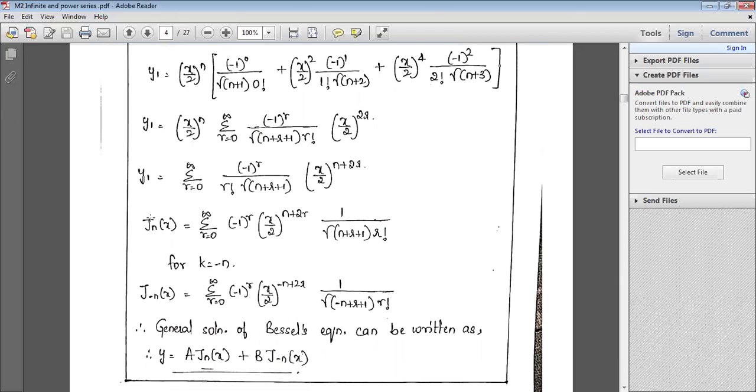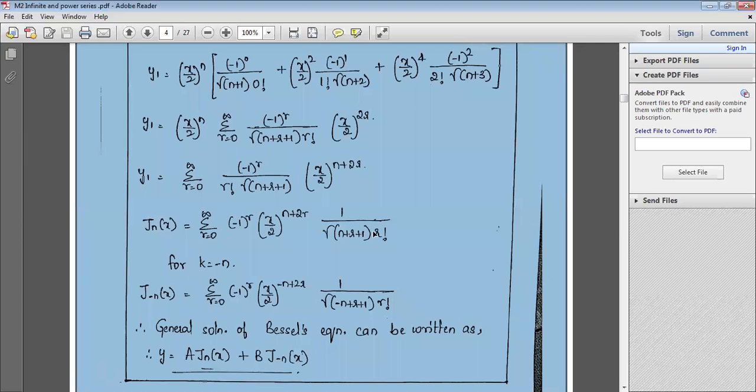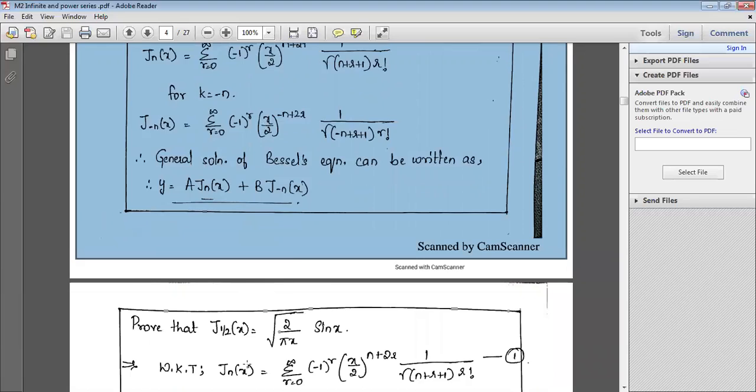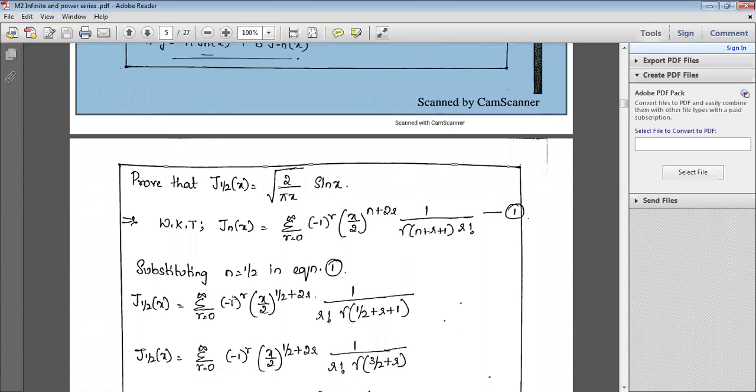This is very, very important. These are the two important formulas, Jn of x and J minus n of x. The general solution of the Bessel's equation is written as a into Jn of x plus b into J minus n of x. This is a very important theorem for you. The series solution of the Bessel's equation, you should do that.